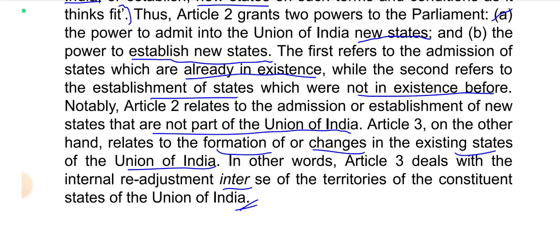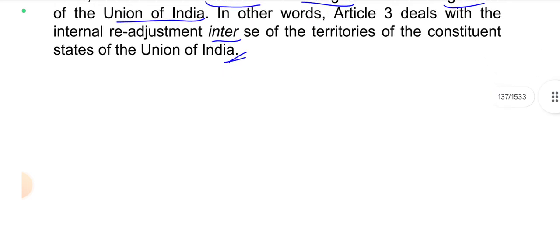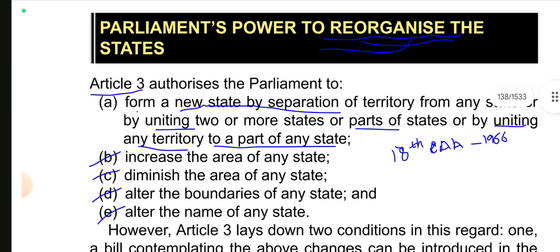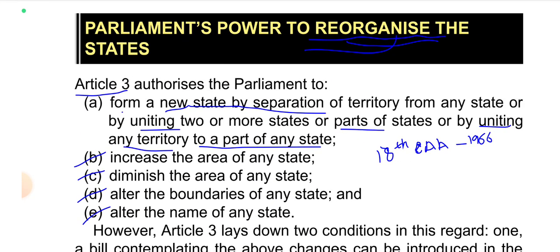Article 3, on the other hand, relates to the formation of or changes in the existing states of the Union of India. In other words, Article 3 deals with the internal readjustment inter se of the territories of the constituent states of the Union of India. Parliament's power to reorganize the states. Article 3 authorizes the Parliament to form a new state by separation of territory from any state, or by uniting two or more states or parts of states, or by uniting any territory to a part of any state.